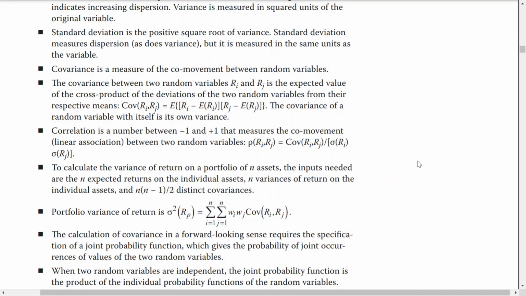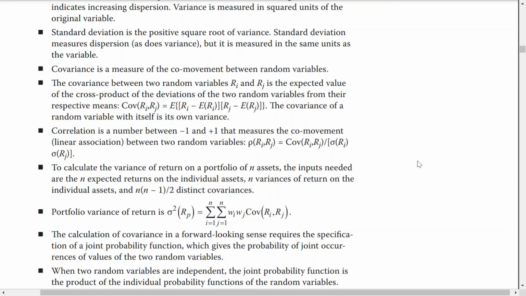Variance is the measure of dispersion around the mean. Increasing variance indicates increasing dispersion. Variance is measured in squared units of the original variable. Standard deviation is the positive square root of the variance. Standard deviation measures dispersion as does variance, but it is measured in the same unit as the variable.